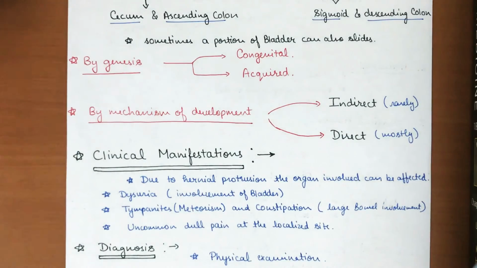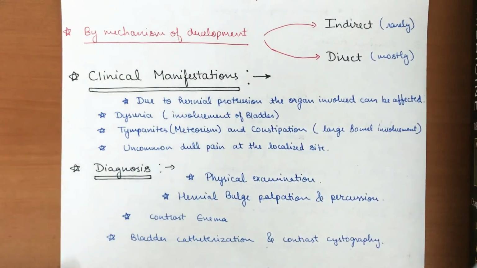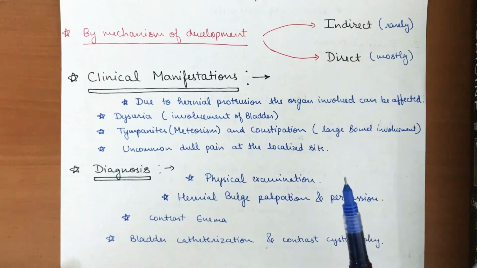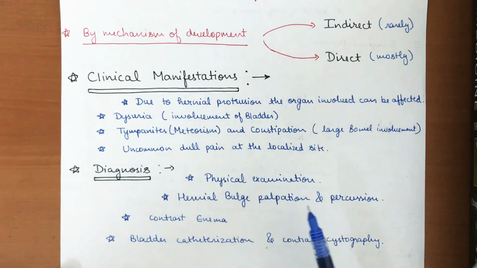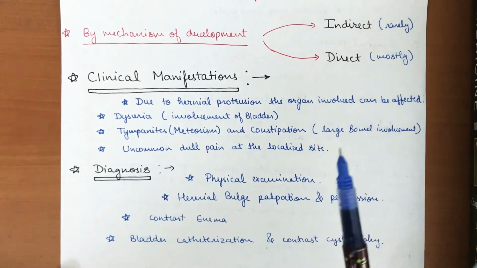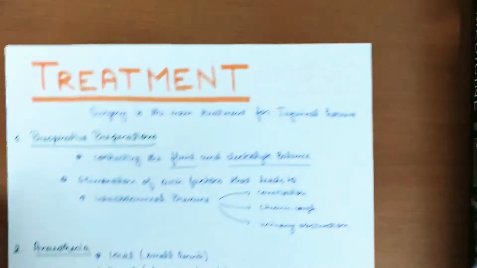So what are the diagnoses? The main diagnosis in these inguinal hernias is physical examination. We have to see how the patient is clinically presenting, and hernial bulge palpation and percussion can also be done. Contrast enema can be done in case of sigmoid and descending colon inguinal hernias, and bladder catheterization and contrast cystography can also be done if the urinary bladder is involved. So these are the main things you need to know about inguinal hernia diagnosis.